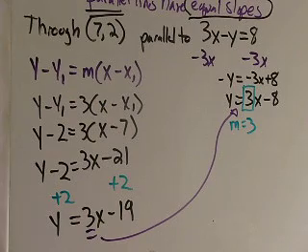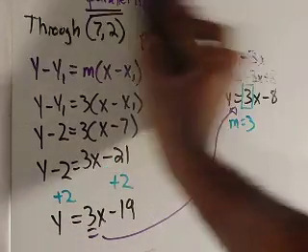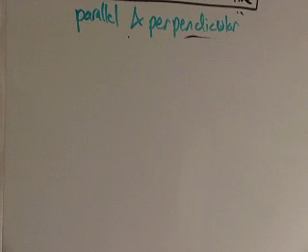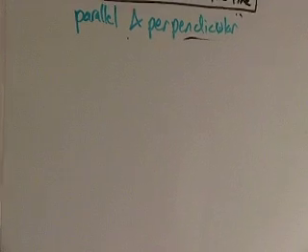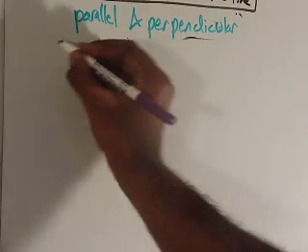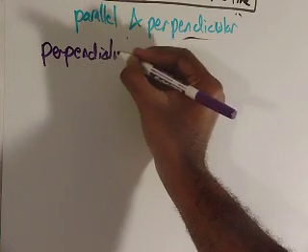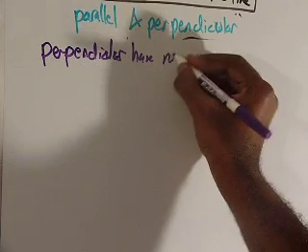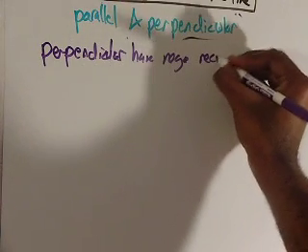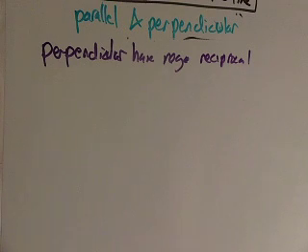Now let's talk about perpendicular lines. What's the property of perpendicular lines? Perpendicular lines have negative reciprocal slopes. So let's just look at an example and apply it.